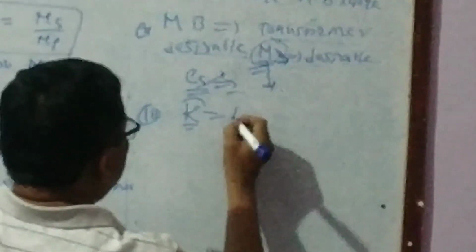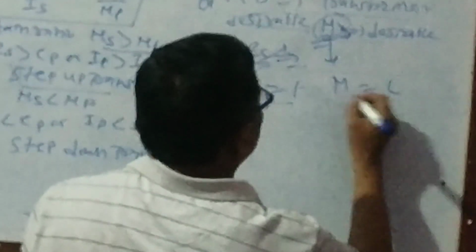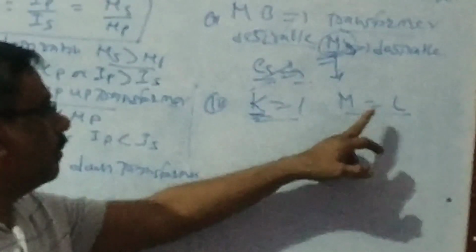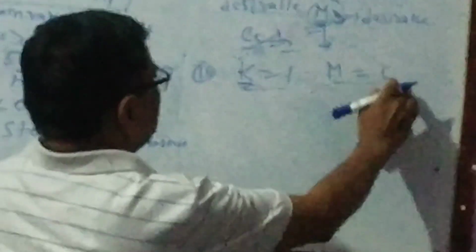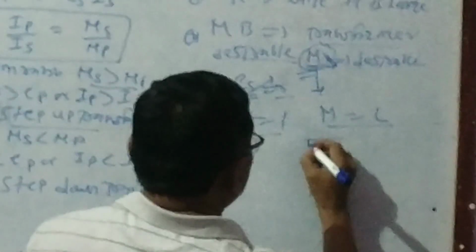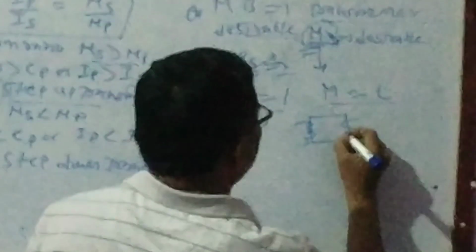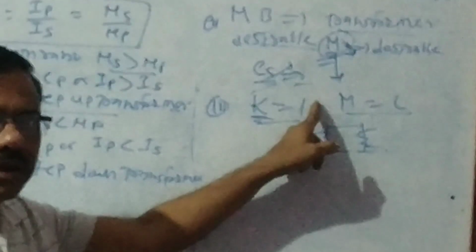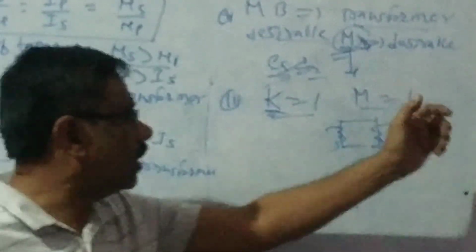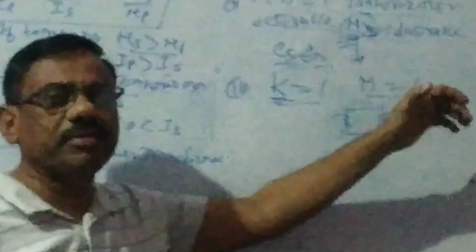Now third is the value of K, and the value of K is 1. When the value of K is 1, when unity, we get M equal to L. There is a perfect coupling between them, and therefore when K is unity, and when the two coils are wound on the soft iron core. Just as we have seen, this is the soft iron core on which the two coils are wound, and for this K is unity.